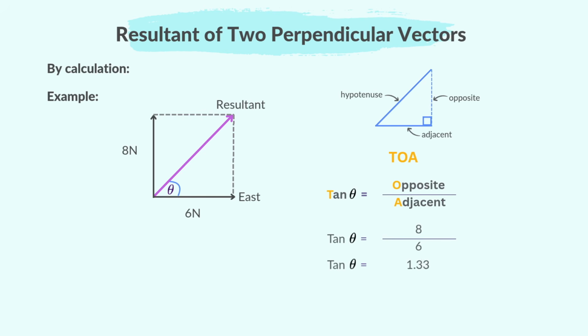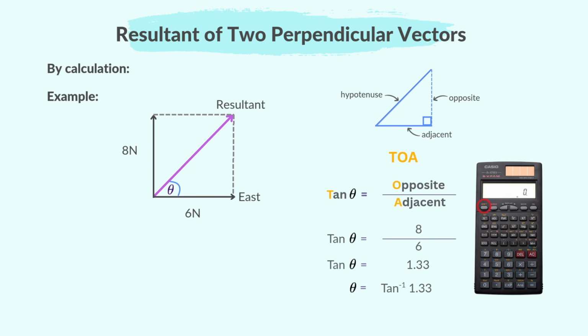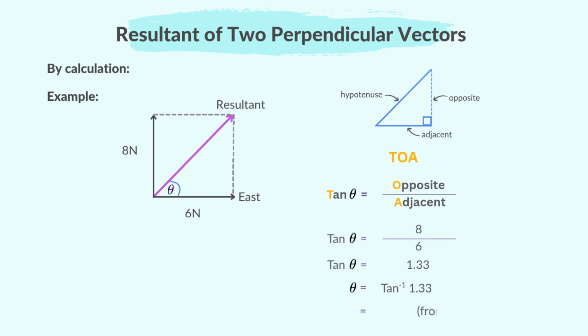8 divided by 6 gives us 1.33. So tan theta equals 1.33. Now we need to find theta, which represents the angle or direction of the resultant force. To do this, we find the tan inverse of 1.33. On a scientific calculator, press Shift, then tan, then type 1.33 and press equals. This gives us approximately 53 degrees. So the resultant force of 10 newtons acts at 53 degrees above the horizontal.